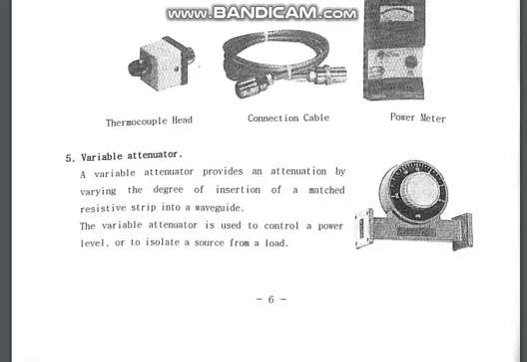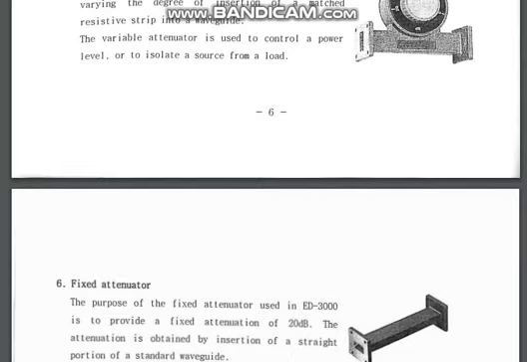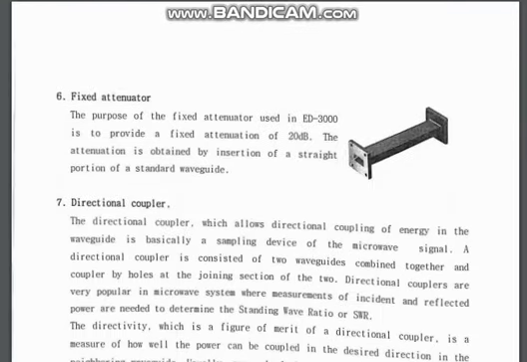So the variable attenuator provides an attenuation by varying the degree of insertion of a mass resistive strip to the waveguide. Okay, so now we will go to the fixed attenuator.